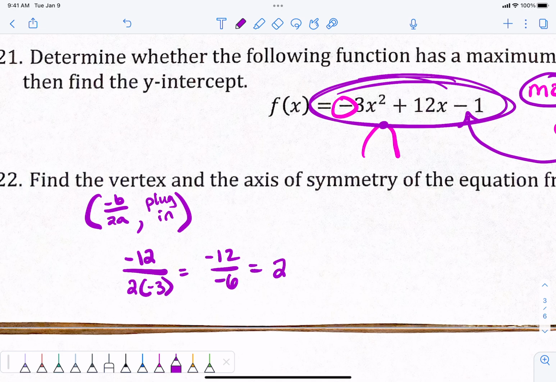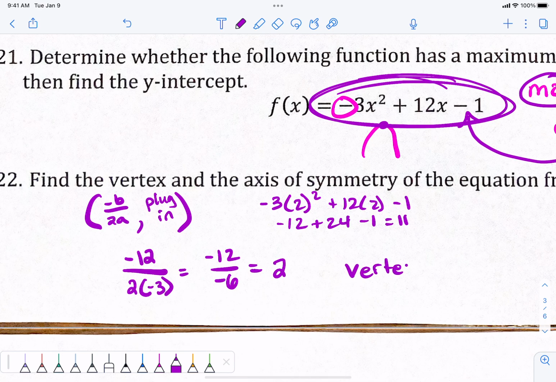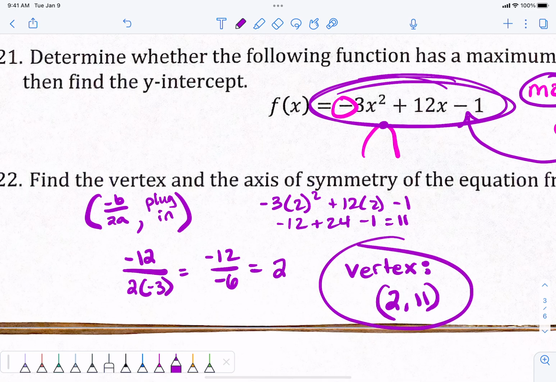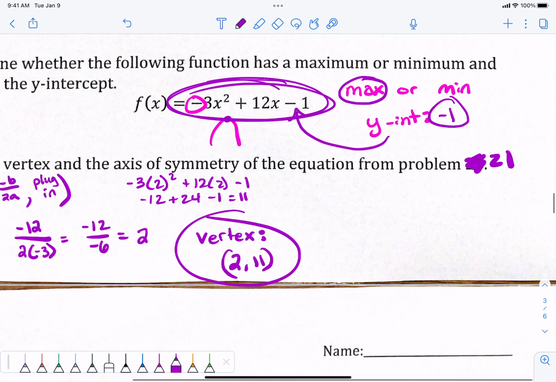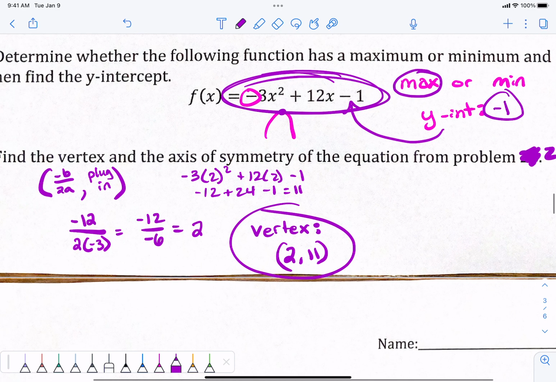Plug in 2. So this is A, this is B, and this is C. So we got 2, and we have to plug 2 in. Negative 3 times 2 squared plus 12 times 2 minus 1. This would be negative 12 plus 24 minus 1, which is 11. So the vertex is 2, 11.